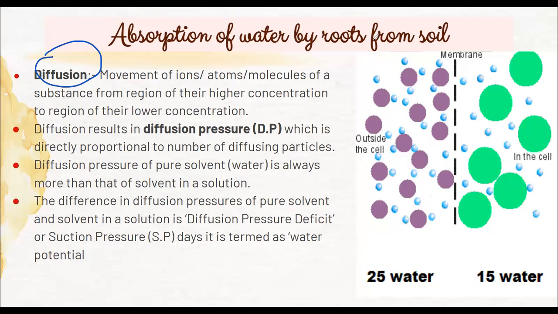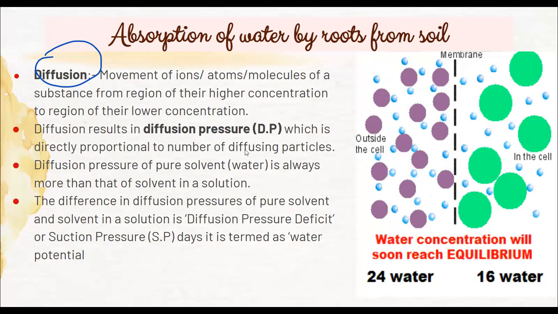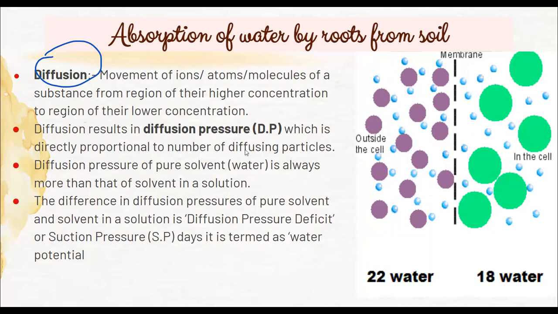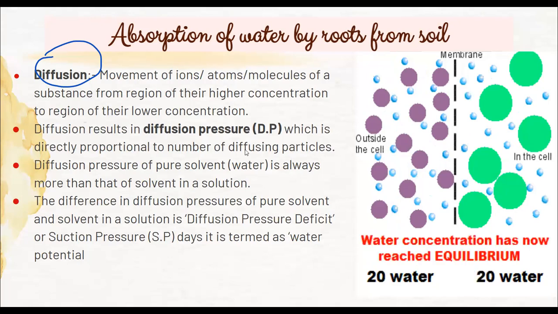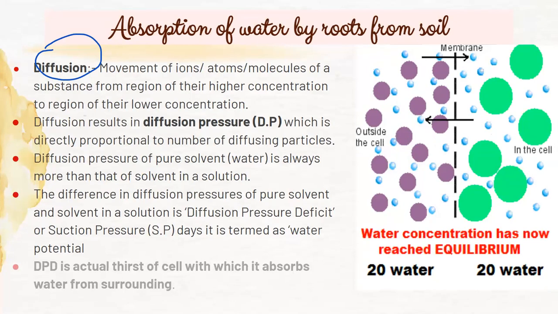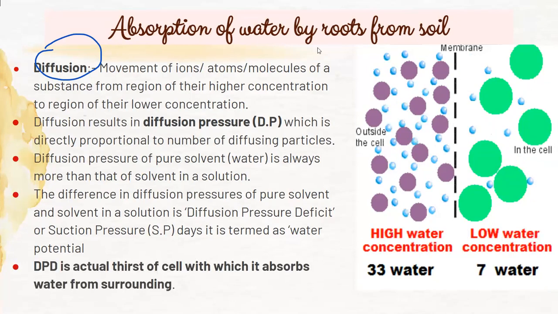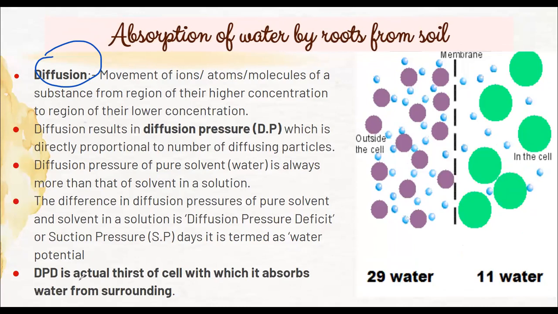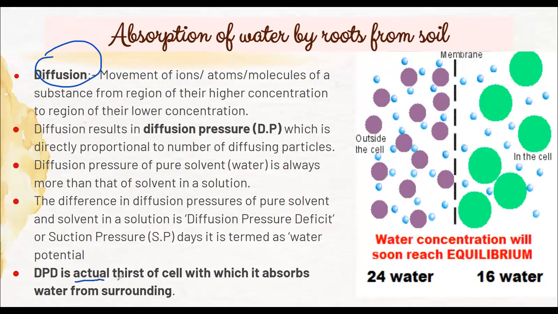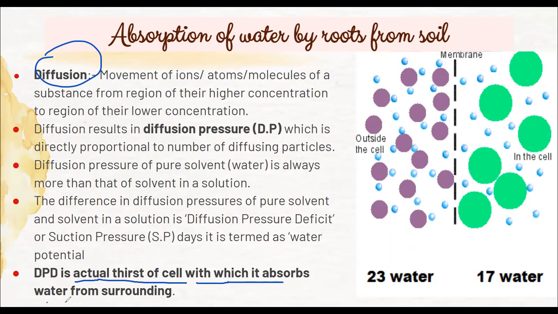Diffusion is one of the important mechanisms wherein water is taken up by the root system and transported to different parts of the plant. A basic understanding regarding the DPD is that, in simple terms, you can just keep in mind it's the actual thirst of the cell with which it absorbs water from the surroundings.